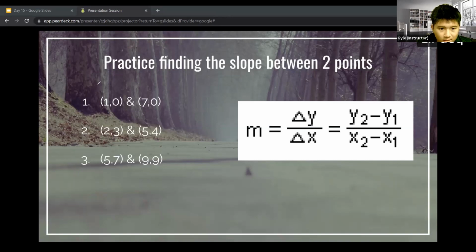So again, let me go back up. Let me change the color of this actually. So again, we have x1, y1, comma, and then x2, y2. So what I want you to do is basically substitute the values for each of these points and then put it into this equation. And afterwards, you get a number, and that is your slope. So that basically tells you how much you go up versus how much you go sideways.